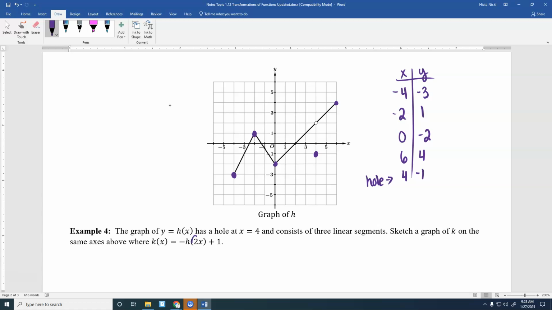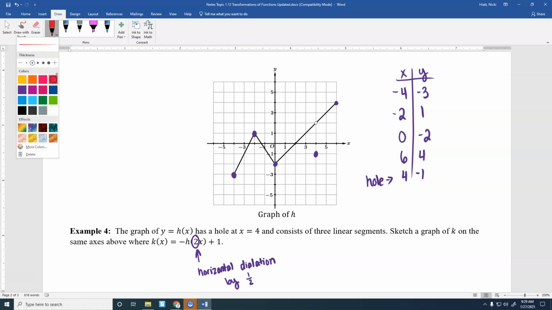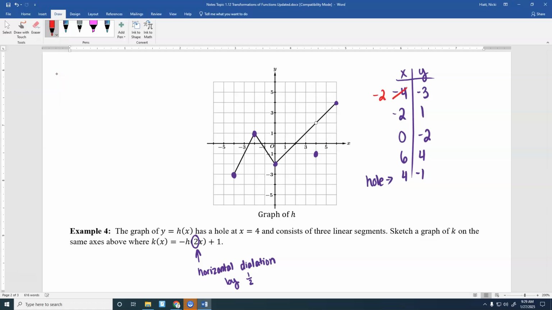So this 2 right here is going to be a horizontal dilation by a factor of 1/2. Whenever it's on the inside, we have to do 1 over that value, so 1/2. So a horizontal dilation of 1/2 is going to affect your x coordinates, and it's going to cut them all in half. So if we multiply our x coordinates all by 1/2, this one would now be -2, this one would be -1, 0 is going to stay the same, 6 would be 3, 4 would be 2.